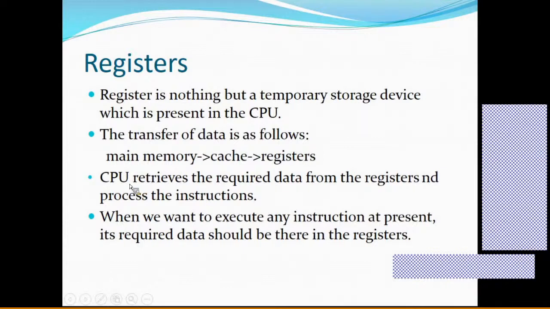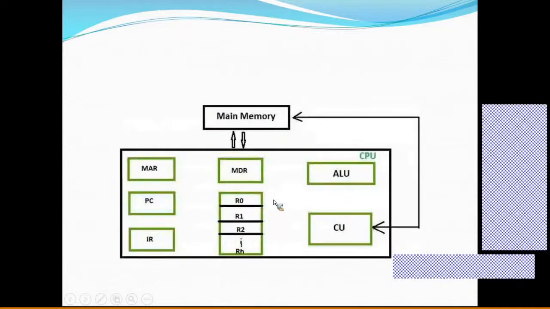Okay, right. The third one: the CPU retrieves the required data from the registers and processes the instructions. As I told you last time, you are retrieving the data from the registers. A register is nothing but a location in the memory, right? Retrieve the required data whichever is necessary. When we want to execute any instruction at present, its required data should be there in the registers.